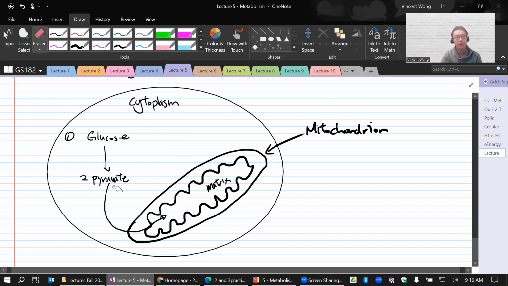All right, so the 2 pyruvate will enter the matrix, and stage 2 and 3 will take place in the matrix. That's the pyruvate oxidation as well as the Krebs cycle. And finally, these foldings, those foldings are called the cristae. That is where step number 4 occurs. Cristae is where you will find the ETC, the electron transport chain.